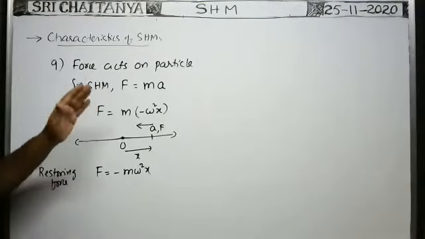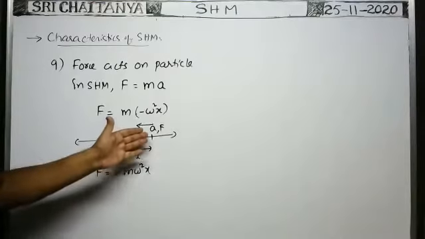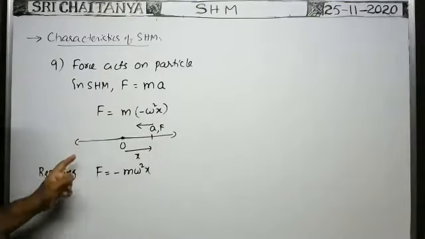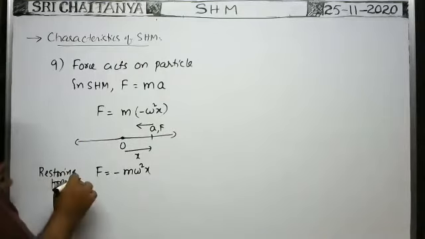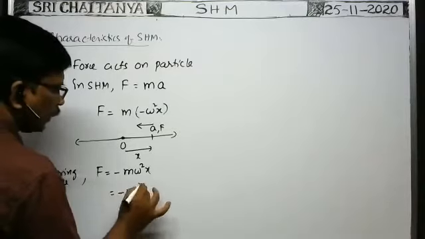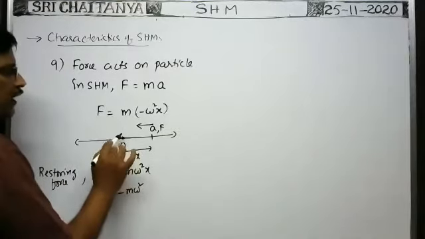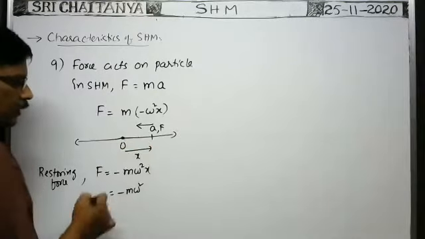The restoring force acting on the particle is always towards the fixed point only. Whatever the direction of displacement of the particle, the restoring force is always directed towards the fixed point, or the mean position only. Such a force is called the restoring force. This is also equal to minus m omega square into the displacement of the particle in SHM after time t seconds.